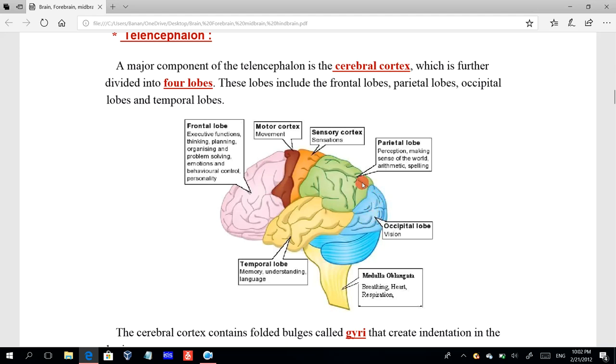And also we have here the parietal lobe, which is for the perception, making sense of the world, and spelling. And also we have the frontal lobe, responsible for thinking, planning, organization, and problem solving, and so on, as we will see later on. And of course, the temporal lobe is responsible for memory. Memory is in the temporal lobe. If there is any lesion, any disease, any infarction or any problem with this lobe, it will affect the memory. The person cannot remember things.